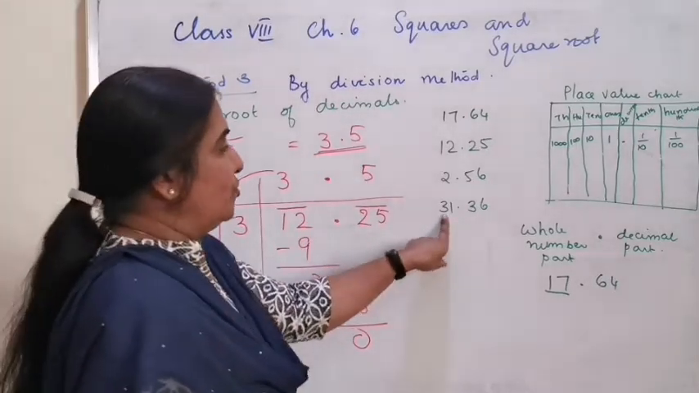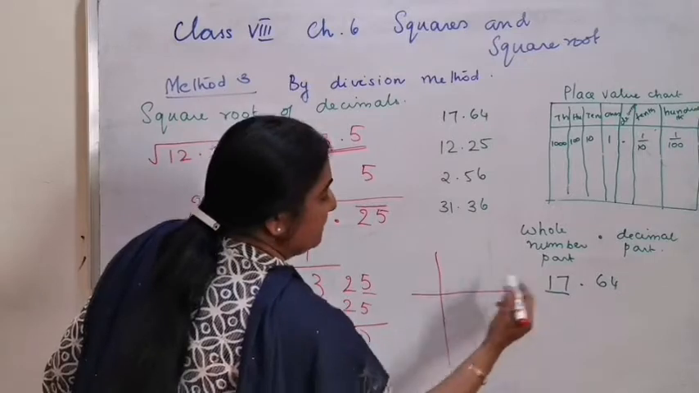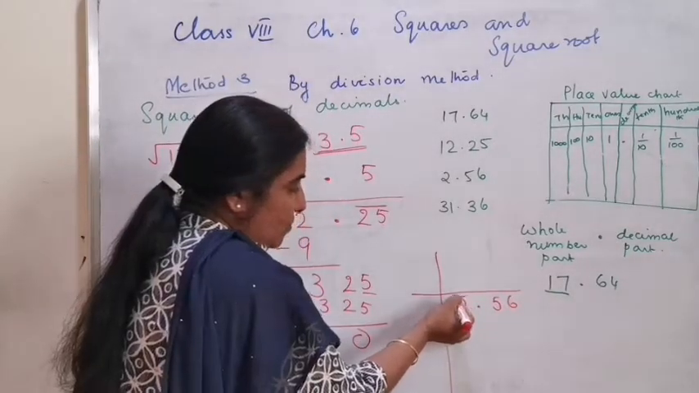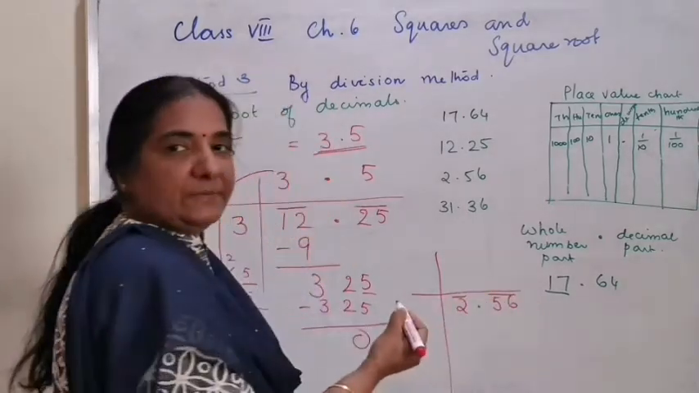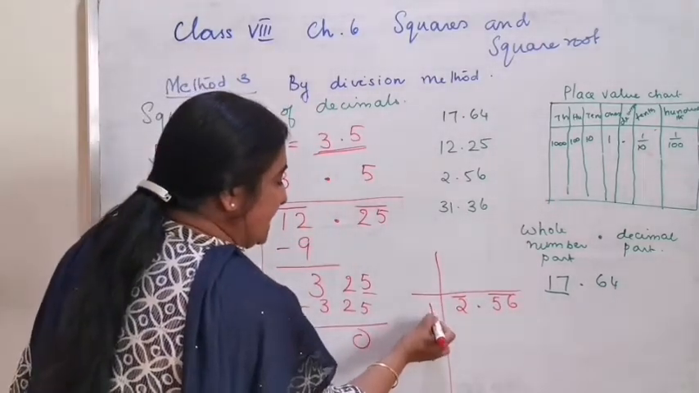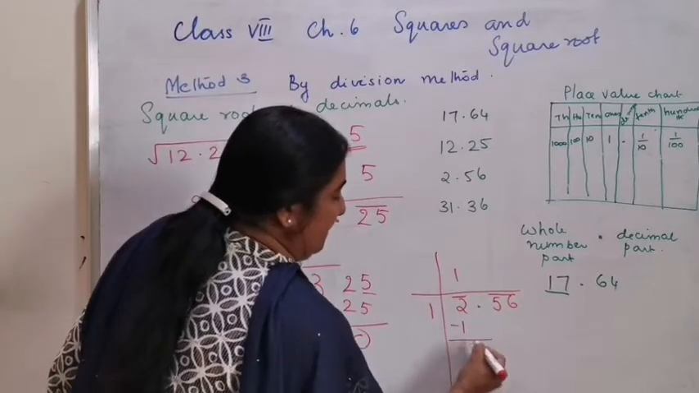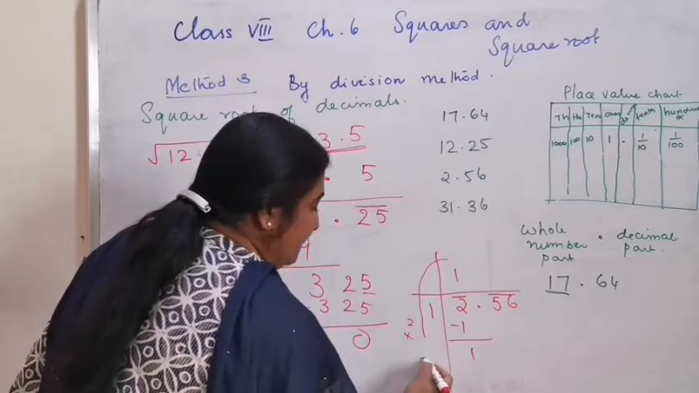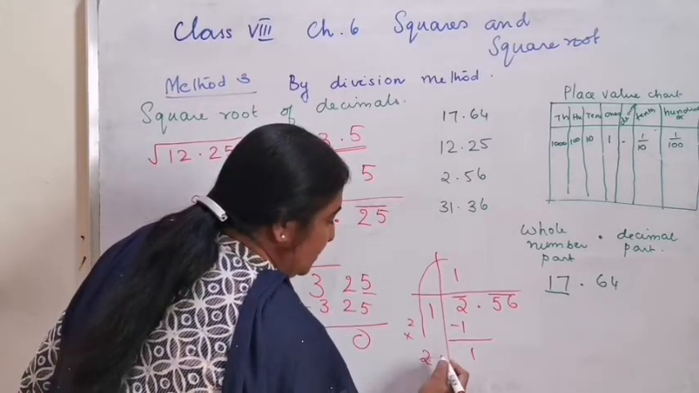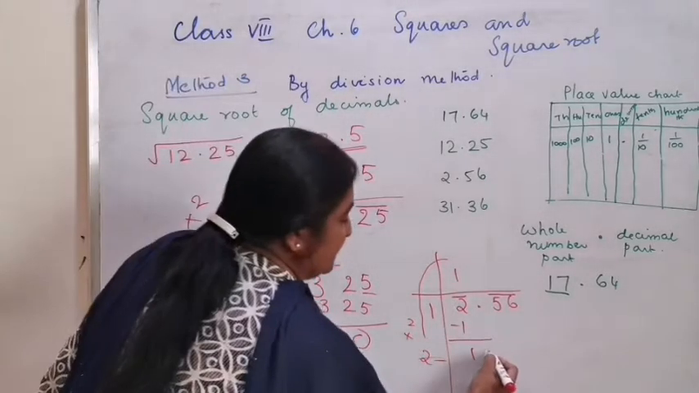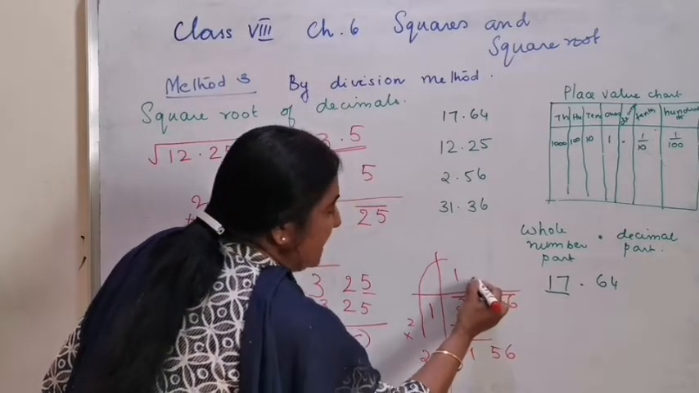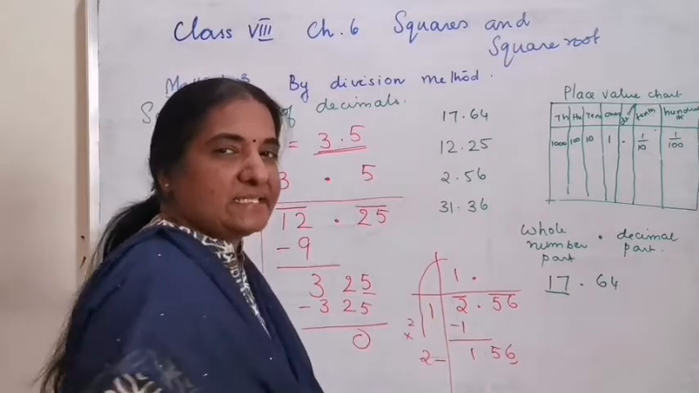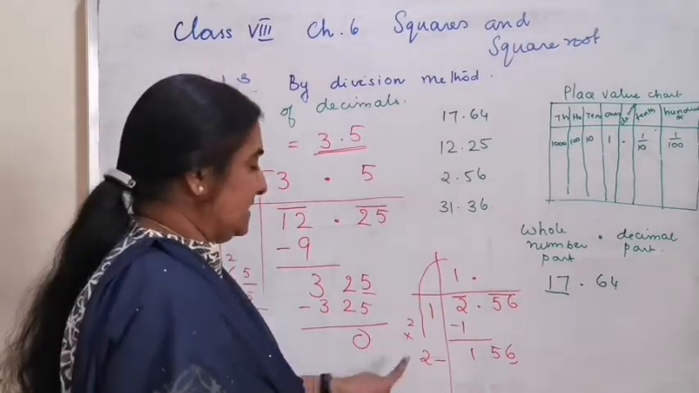Similarly, 2.56. Whole number part, decimal part. Same way, the close number is 1. 1 1s are 1. Double of 1 into 2 is 2. 56. Decimal is placed. To get 6, either 4 4s are 16 or 6 6s are 36.